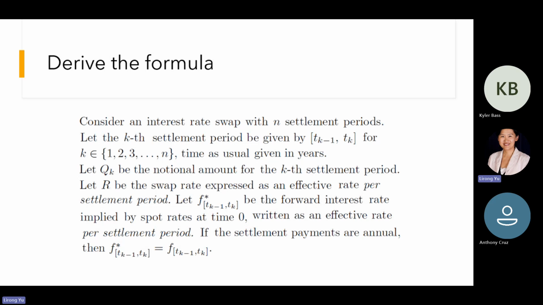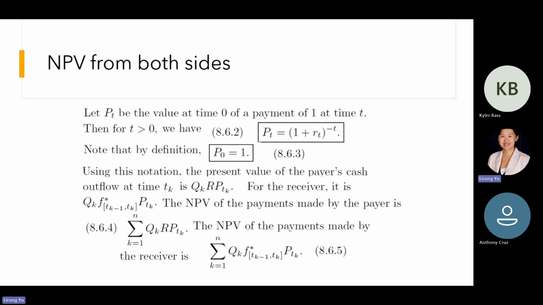With the payment period, we're going to use a notation P_t. P_t represents (1 + r_t) to the negative t power. This is really a present value calculation of $1 discounted back to time 0. So P_t is a price formula: the price for $1 at time t discounted back to time 0. And therefore, of course, P_0 is 1.